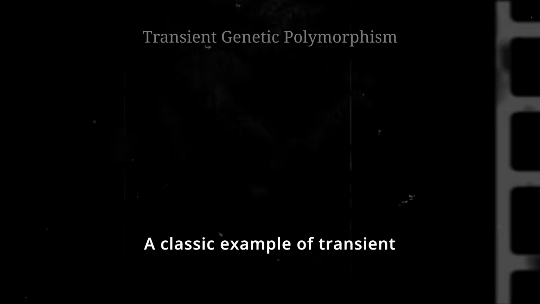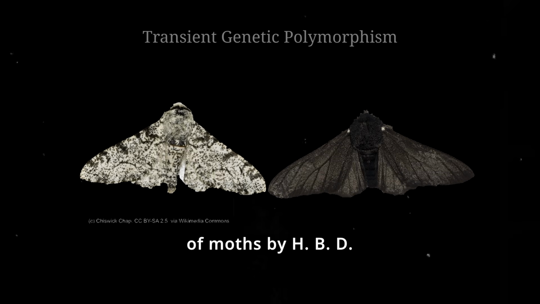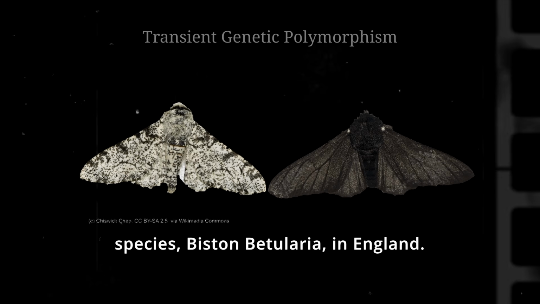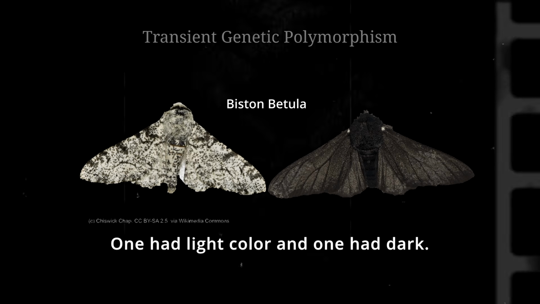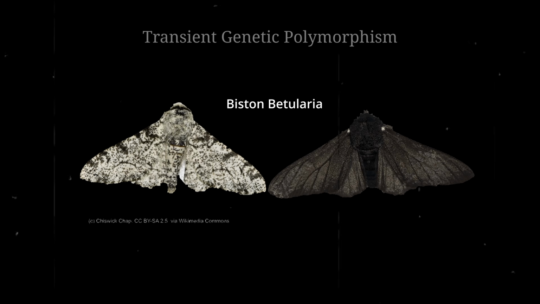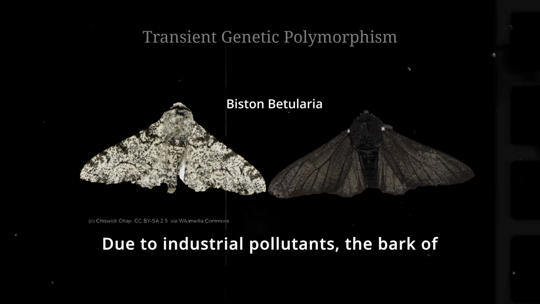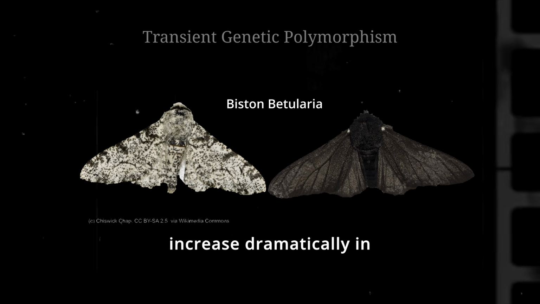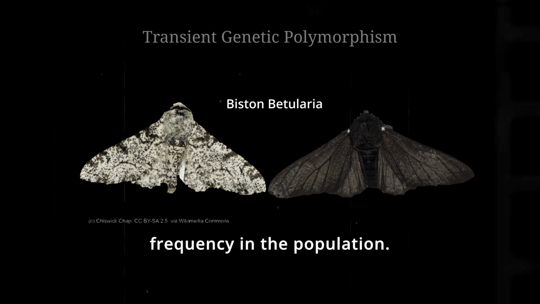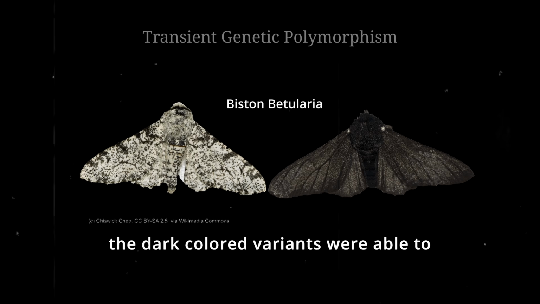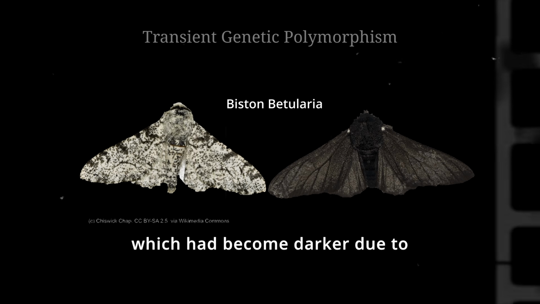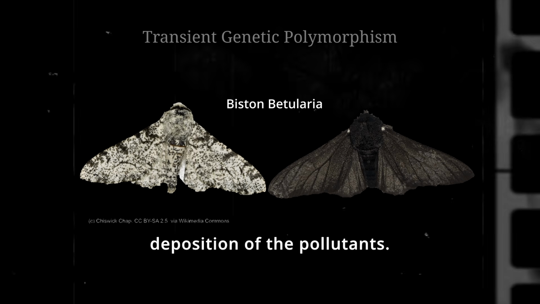A classic example of transient polymorphism was illustrated in the study of moths by H.B.D. Kettlewell in the 1950s. There were 2 varieties of the moth species, Biston betularia, in England. One had light color and one had dark. Due to industrial pollutants, the barks of the trees had darkened during that time. This made the moths with dark color increase dramatically in frequency in the population. This was because of the simple fact that the dark colored variants were able to camouflage better with their surroundings, which had become darker due to deposition of the pollutants.